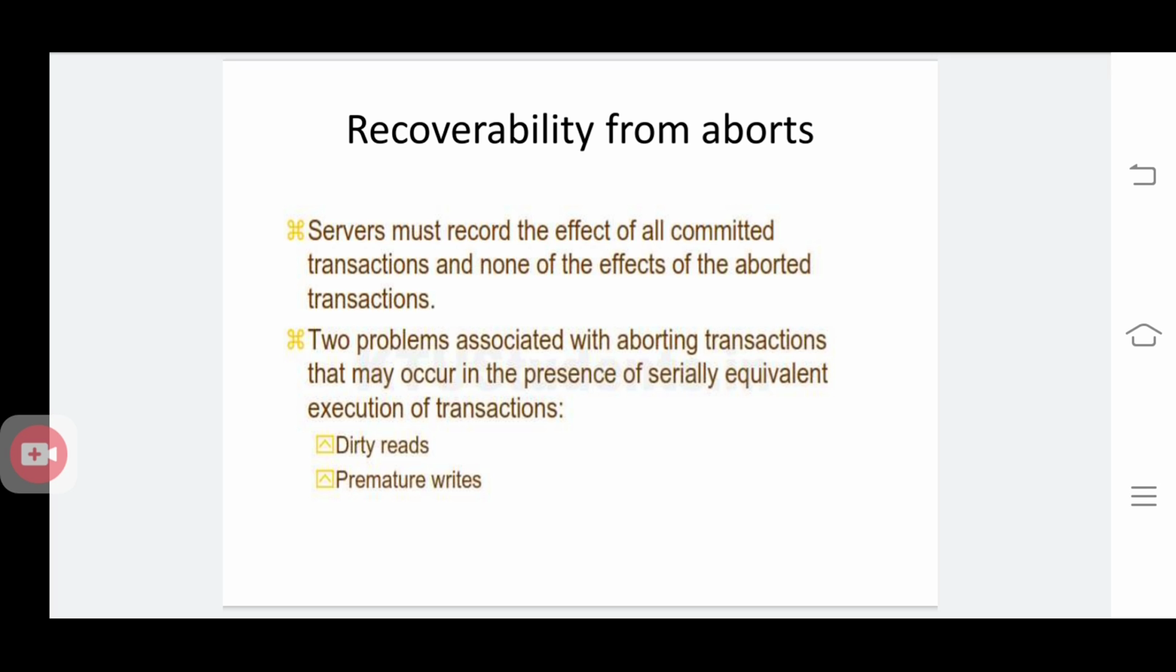So two problems are associated with aborting some transactions. We have a number of transactions. If we are aborting some transaction or more than one transaction, it will definitely affect the other transactions, right? If we have two or more concurrent transactions and we abort some transaction in between, then it will definitely affect other transactions also. So two problems are associated with aborting transactions, that is dirty reads and premature writes.